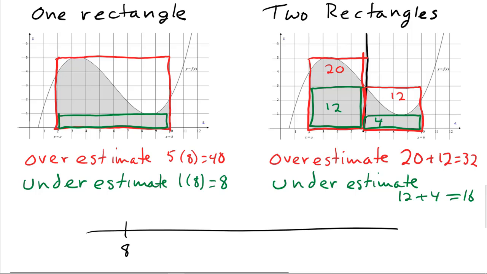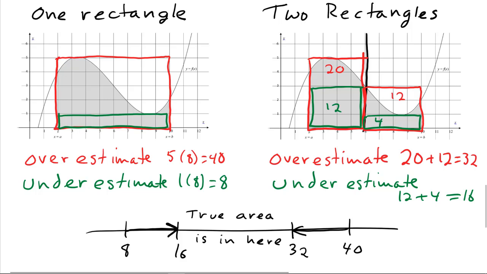So this region here on the number line shows where our area is getting narrower. The left end is moving to the right, the right end is moving to the left, and we're narrowing down on the place where the true area of the shaded region is.